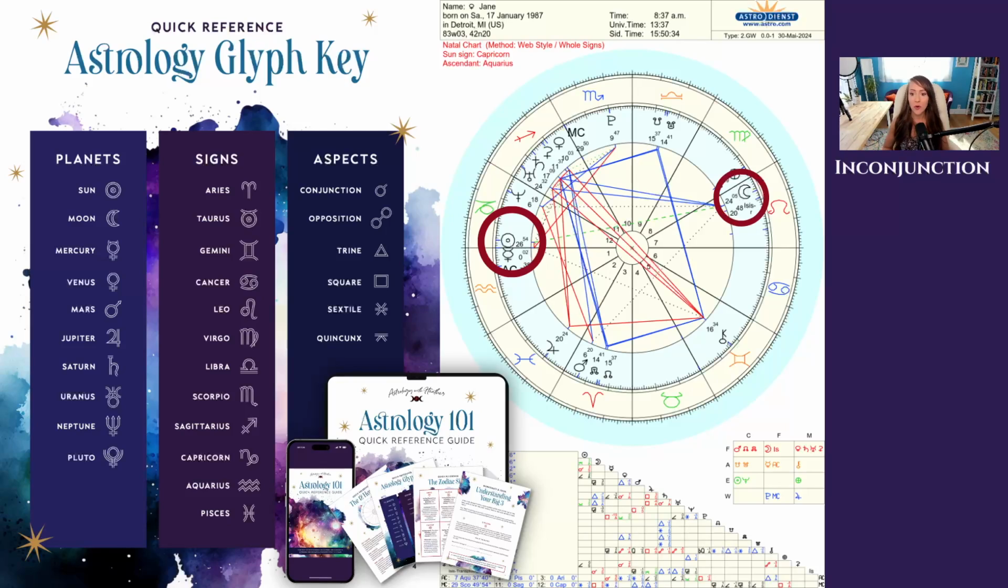As I mentioned before, inconjunctions are 2 planets that are in signs that have nothing to do with each other. They have nothing in common. And so we have no common modality, cardinal, fixed, or mutable. We have no common element, earth, air, fire, and water. And they are in signs of completely different genders.